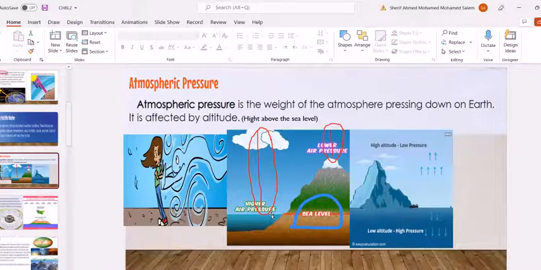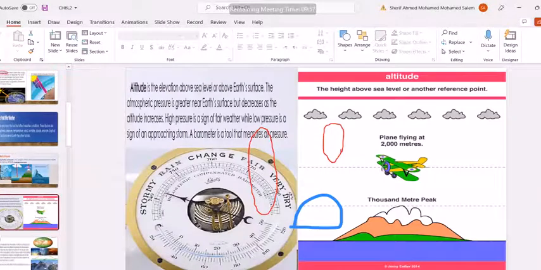High altitude, low air pressure. Low altitude, high air pressure. Okay, and the meaning of air pressure also is important. So how do scientists measure the air pressure? By which tool? By barometer. A barometer is a tool that measures the air pressure, like a thermometer measures the temperature and the ruler measures length.